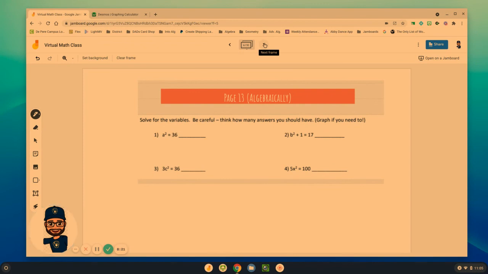And you got to be careful and think about how many answers you really should have in these problems, especially if we were to try and graph these, right? We're going to get 2 answers. For example here, a squared is 36. Well, as we've been looking at, I could plug in 6 or -6 to get 36. And that process is to take the square root of both sides. But before we can do that, we have to isolate the squared element.